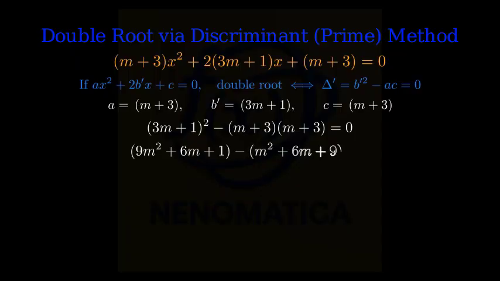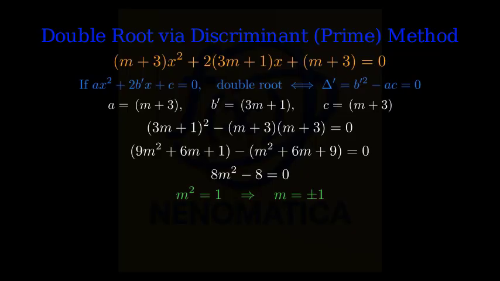Expanding gives 9m² + 6m + 1 minus (m² + 6m + 9) equals 0. Combine like terms to get 8m² minus 8 equals 0. So m² equals 1. Hence m equals plus or minus 1.